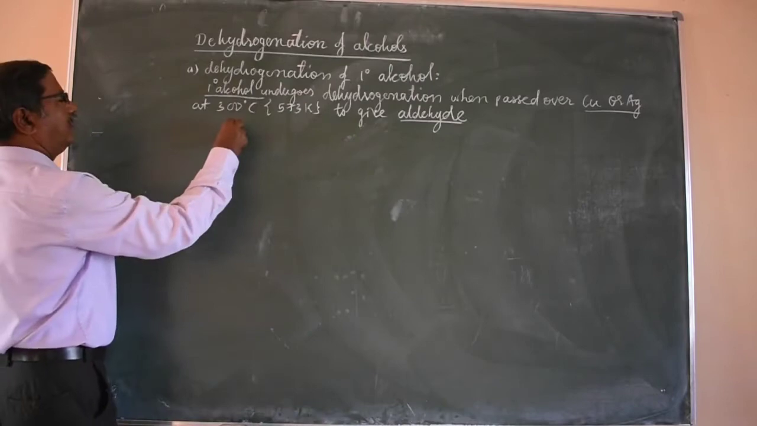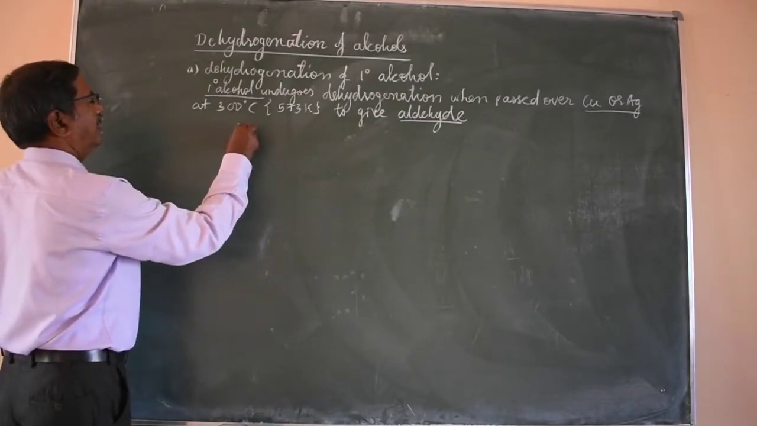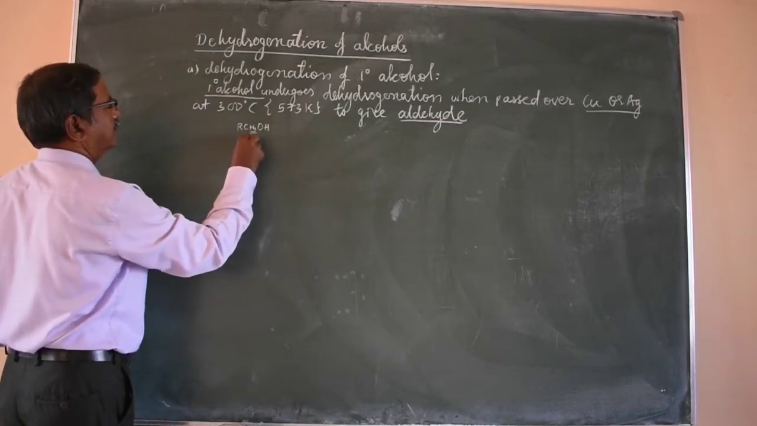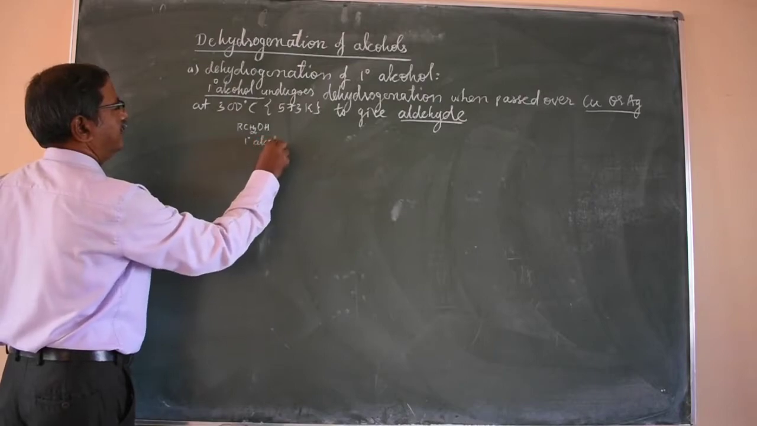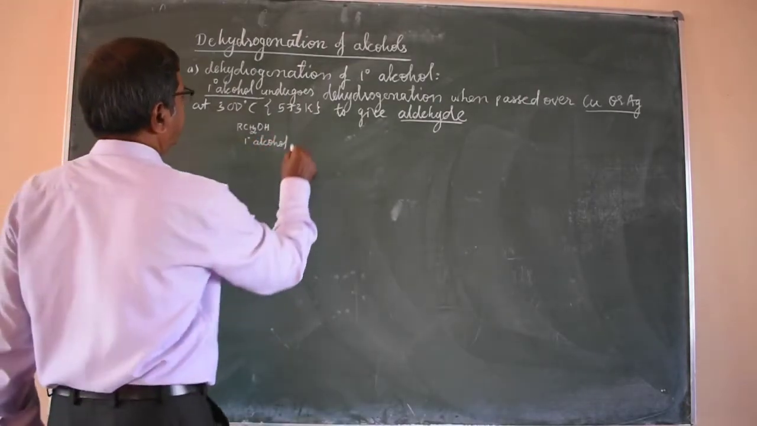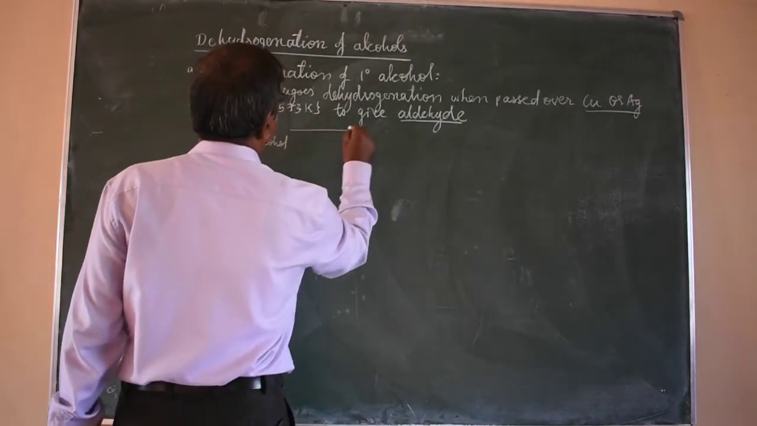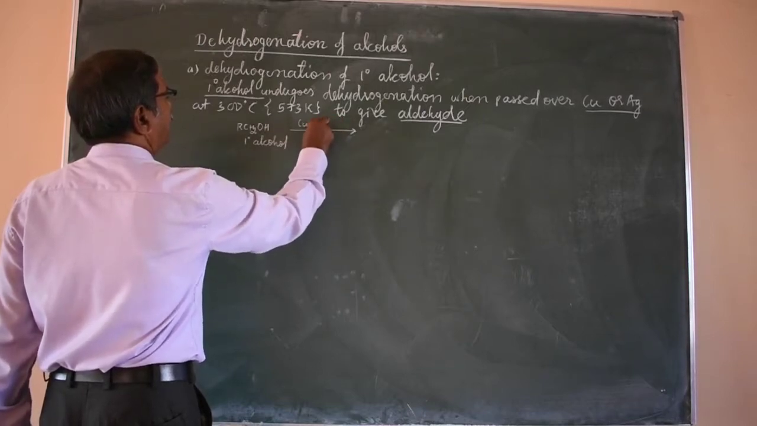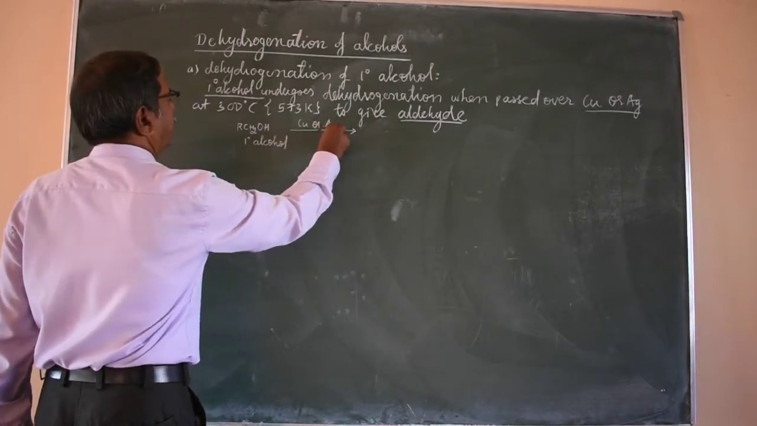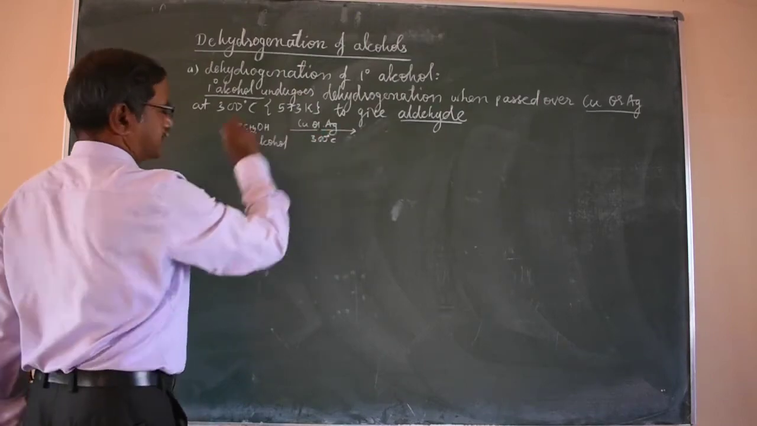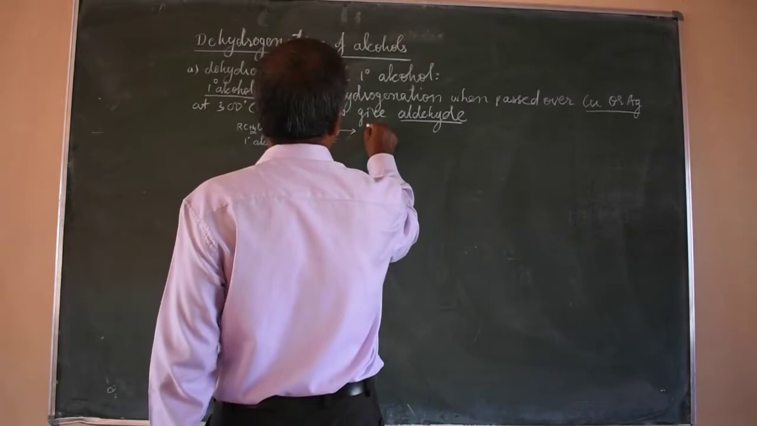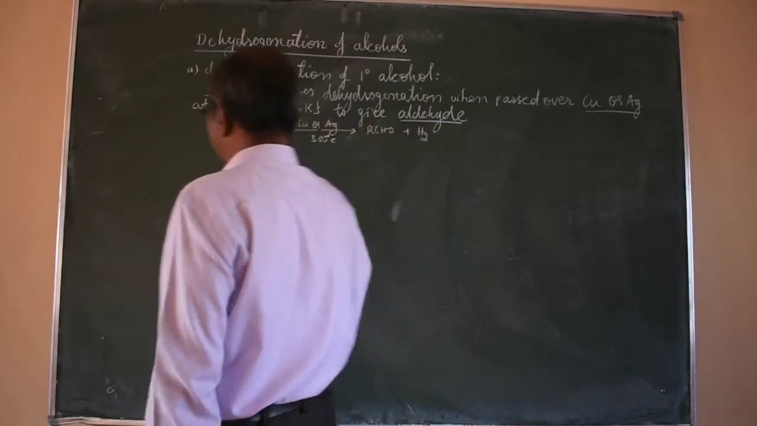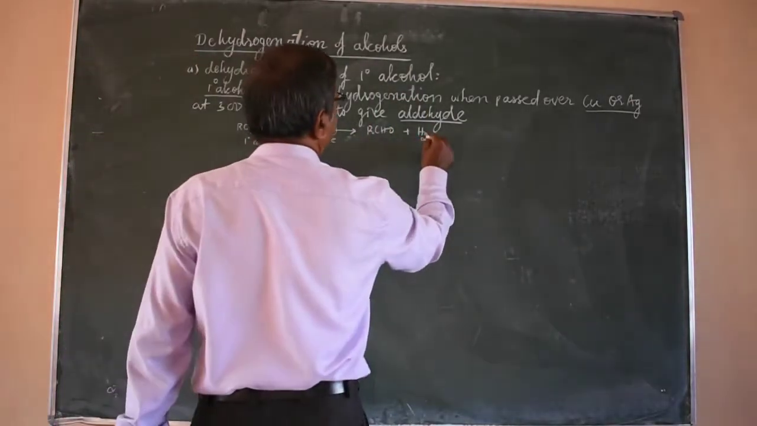We know the general formula for 1 degree alcohol, RCH2OH. It is 1 degree alcohol or primary alcohol. It undergoes dehydrogenation when passed over copper or silver. It may be copper or silver at 300 degrees Celsius. The product is aldehyde, and dehydrogenation means elimination of H2 gas.